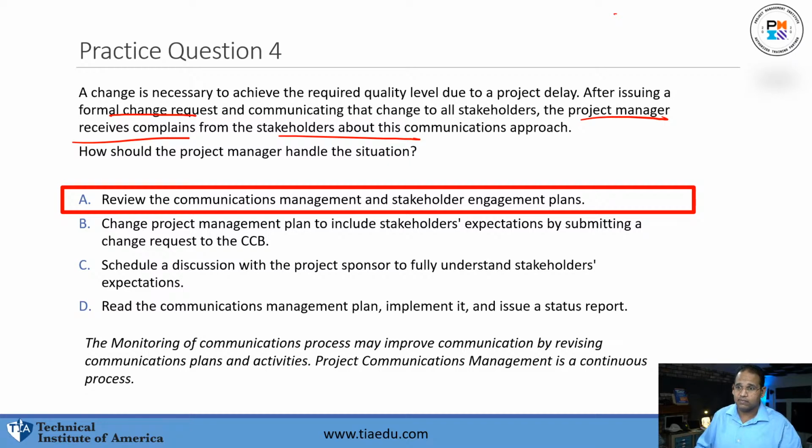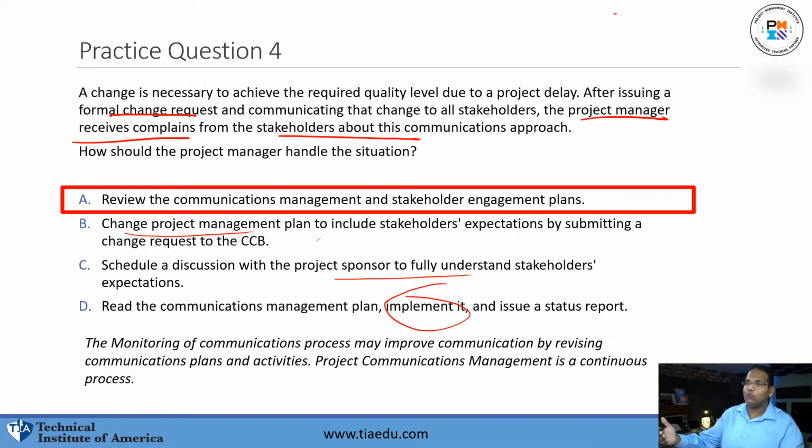So if you look at B, let's see why B is incorrect. B says change your project management plan, so you're changing the PM plan because you received complaints from the stakeholders. Before you change something, see what's happening with the plan. Maybe you want to verify the complaint. C, schedule a discussion with the sponsor: now you're taking actions. Before that, you should review the communication plan to see if it's a valid complaint.